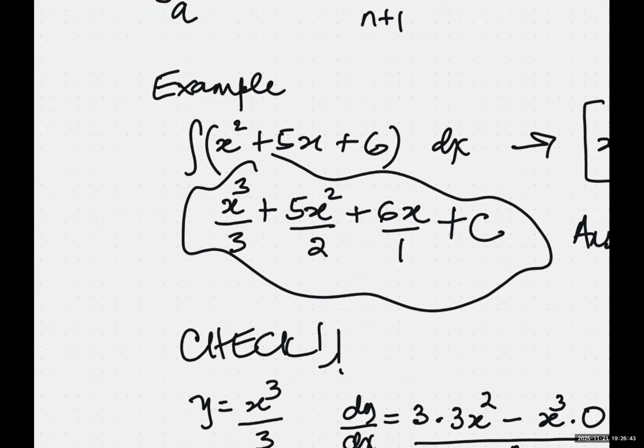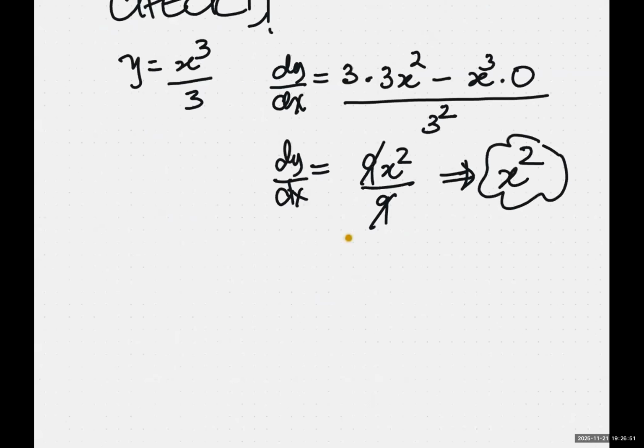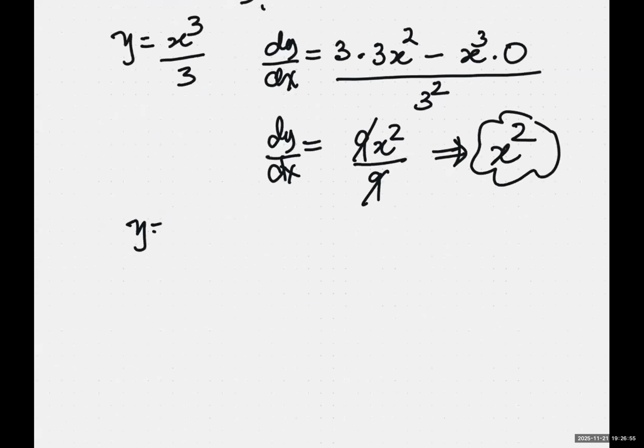Let us try this piece here now: 5x squared over 2. I'm not going to do this in the exam, I'm only doing this because I want to prove a point to you. y equals 5x squared over 2. So dy by dx is equal to the denominator, 2, times the differentiation of the numerator, 10x.